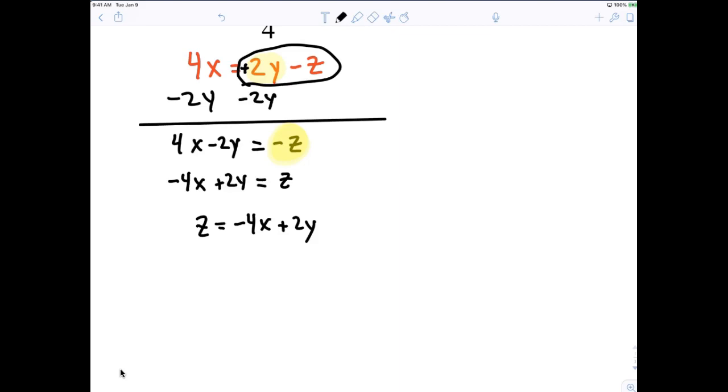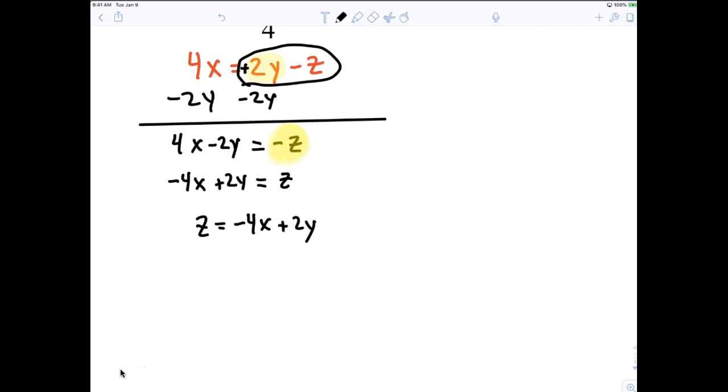Quickly. Can't you just, do you need to have the z at the beginning? Yeah, that's standard. It's not going to be wrong if you leave it as negative 4x plus 2y equals z, but generally the variable you're solving for is written first. Everybody good with that? Yeah.